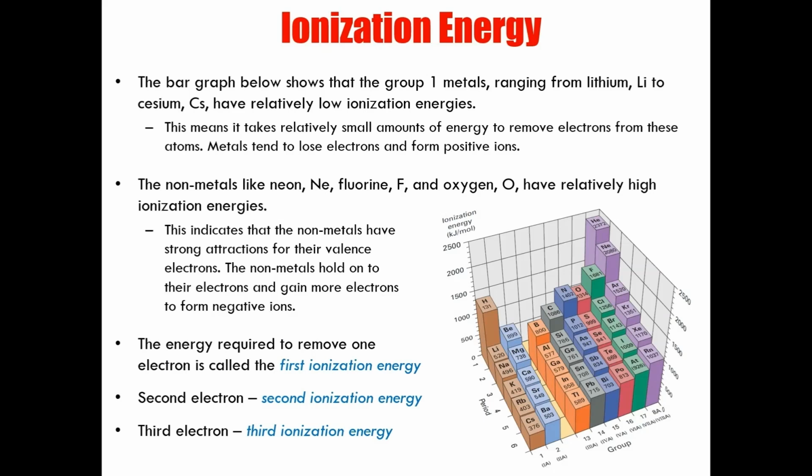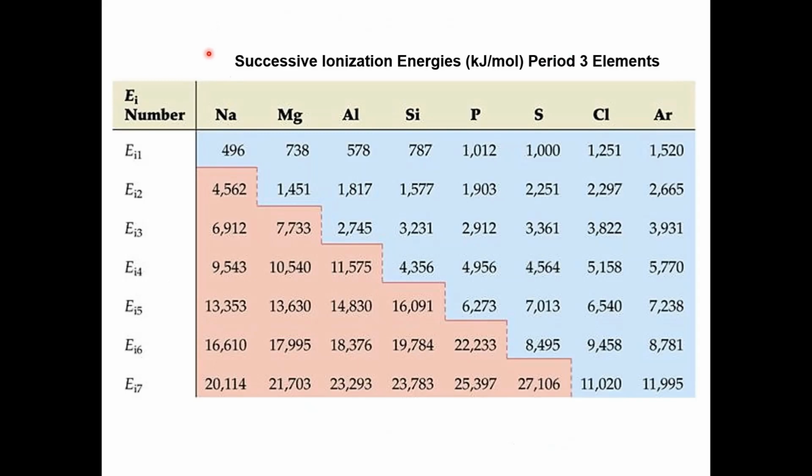Now, of course, it is possible for certain elements to lose more than one electron to achieve a stable electron configuration. The energy required to remove one electron from the valence energy level of an atom is called the first ionization energy. The energy required for every subsequent electron would be called the second, third, or fourth ionization energies, respectively. This table shows the successive ionization energies for period 3 elements. The first column on the left has the ionization energies numbered 1 to 7.